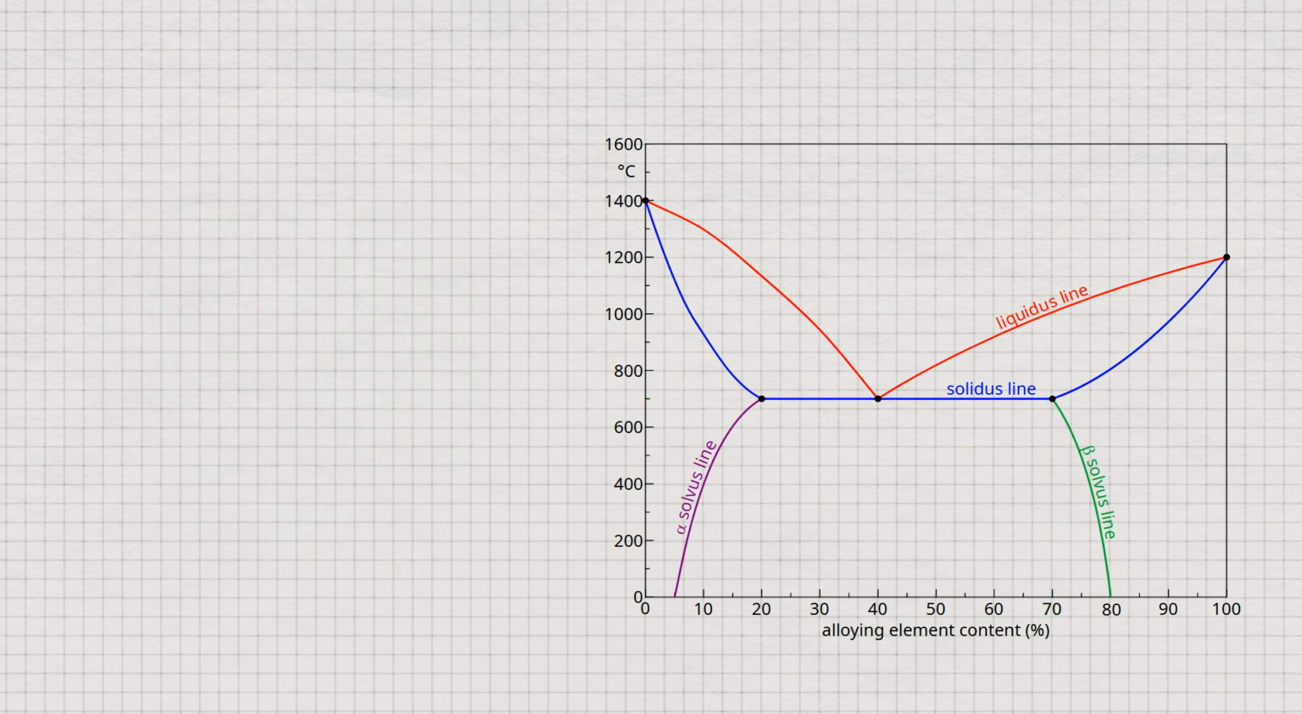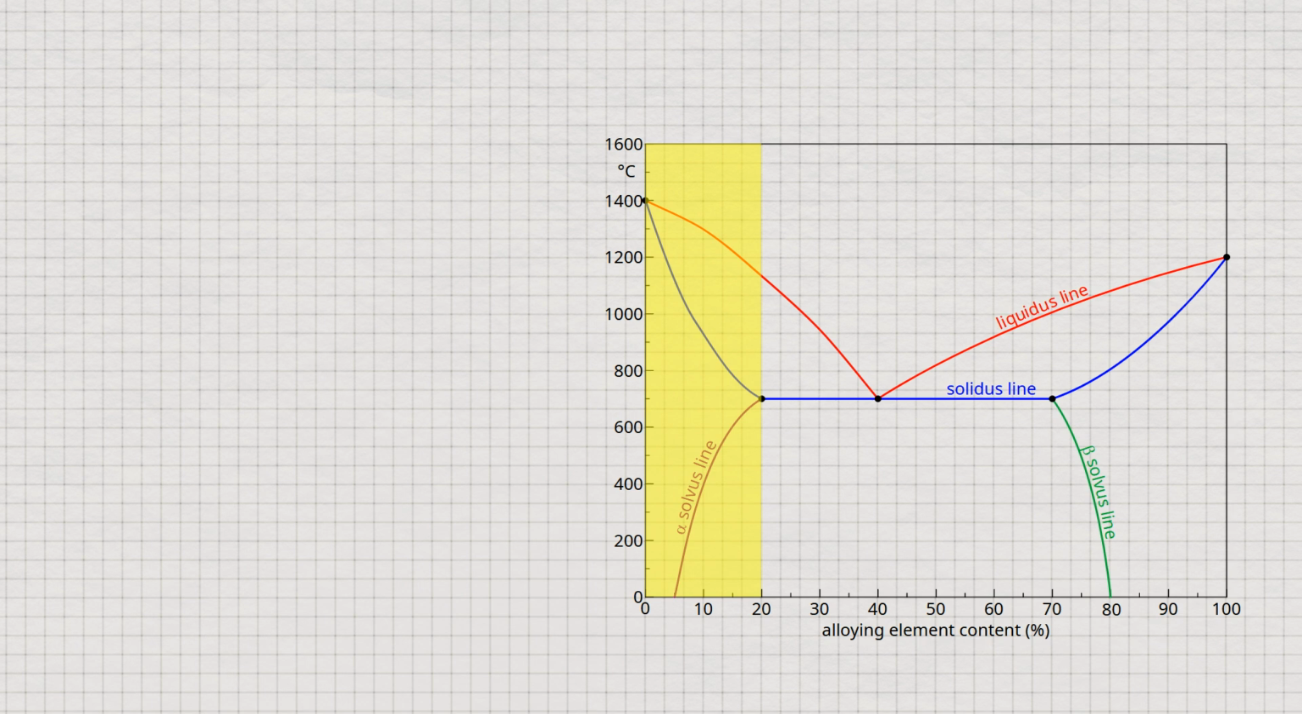Let's take a closer look at the solidification of different alloys. Alloys to the left of the maximum solubility limit will initially solidify as solid solution alloys whose alloying elements can be completely dissolved in the base material, since complete miscibility is initially given at such low concentrations of alloying elements.